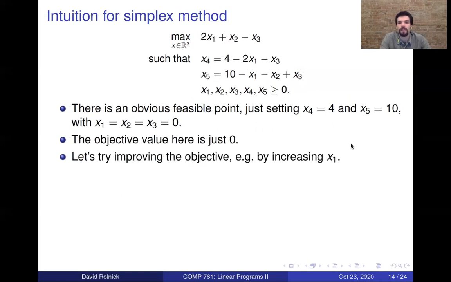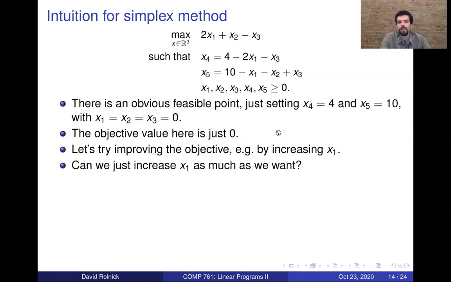OK. Let's try improving the objective. So starting out at this feasible point, let's improve the objective. Maybe we can increase x1. x1 looks pretty good in the objective. Maybe we can increase x1, and that'll add something to the objective function. Can we just increase x1 as much as we want?